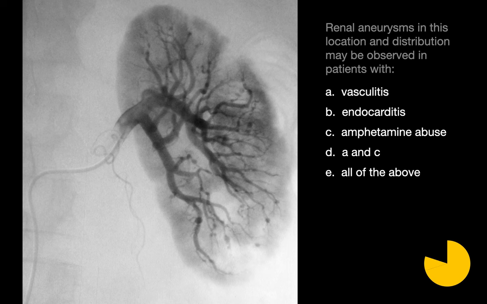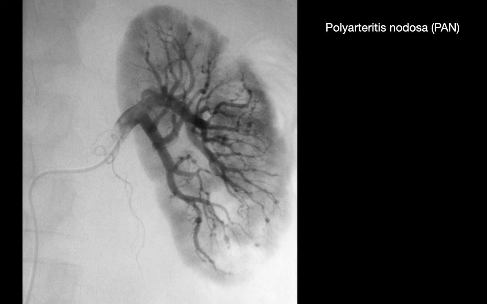Renal aneurysms in this location distribution may be observed in patients with what? So we have lots and lots of microaneurysms that are quite close to the capsule of the kidney and not at the corticomedullary junction. The best answer in this case would be vasculitis and amphetamine abuse. Generally, mycotic aneurysms from things like endocarditis prefer vessel bifurcations. This happened to be a case of polyarteritis nodosa.